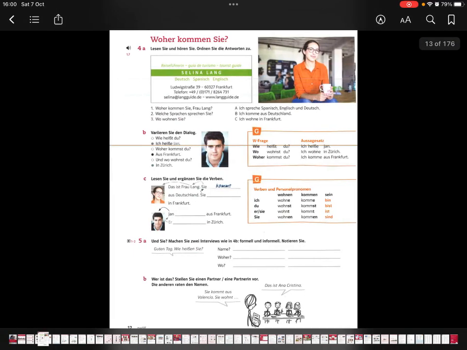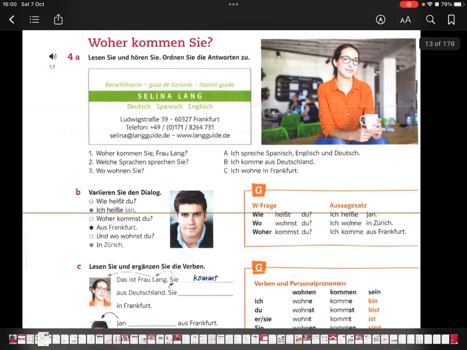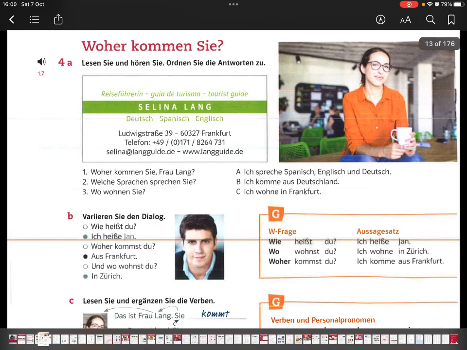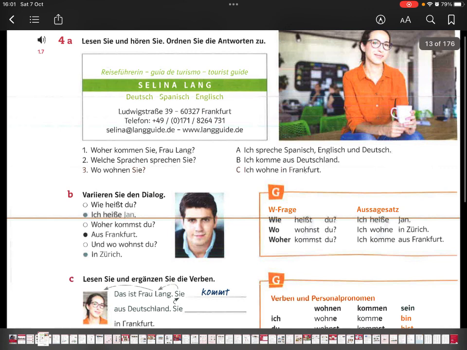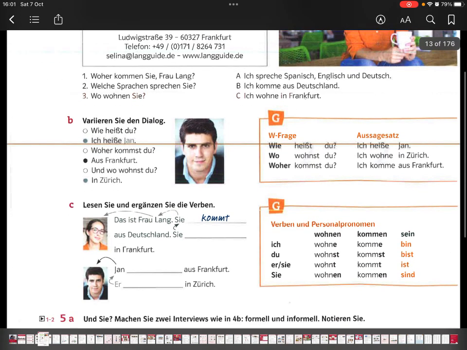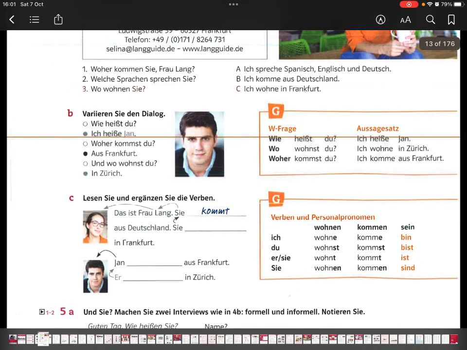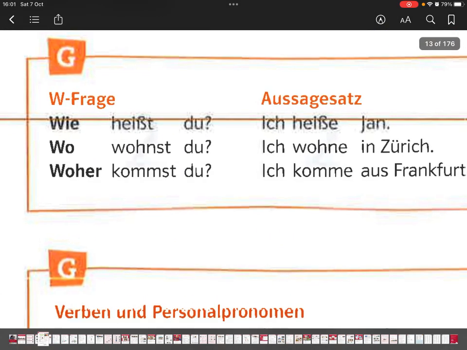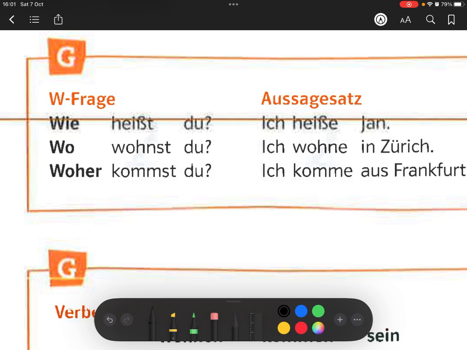Let's move forward to our next topic, which is woher kommen Sie? Where do you come from? And here we will be learning a few W questions, which are as the following: Wie heißt du? What are you called? Who are you? Or wo wohnst du? Where do you live? Or woher kommst du? From where do you come?